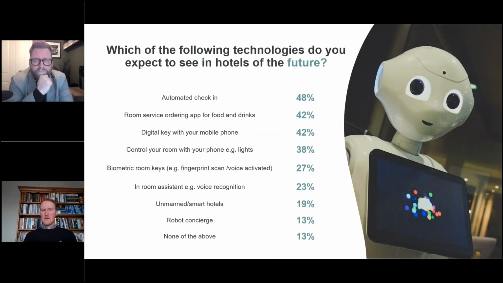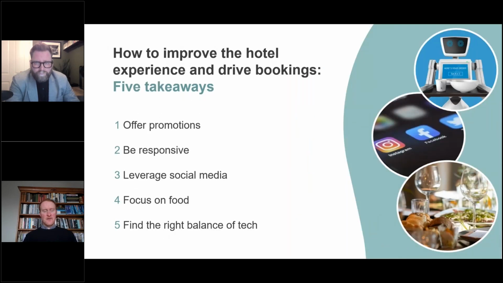And we delved into the tech that people expect to see in the future. We already talked about automated check-in, but some of the other things coming up are room service for ordering drinks and food via an app, digital keys with your mobile phone, and biometric room keys. As I said, people are quite receptive to new areas of technology, such as robot concierges and the delivery of food to rooms, which doesn't necessarily need that human interaction. So we're only going to see this increase. The desire for tech is probably more about what's feasible and what's cost effective, but from a consumer perspective, they're really receptive to the use of tech in the right areas.